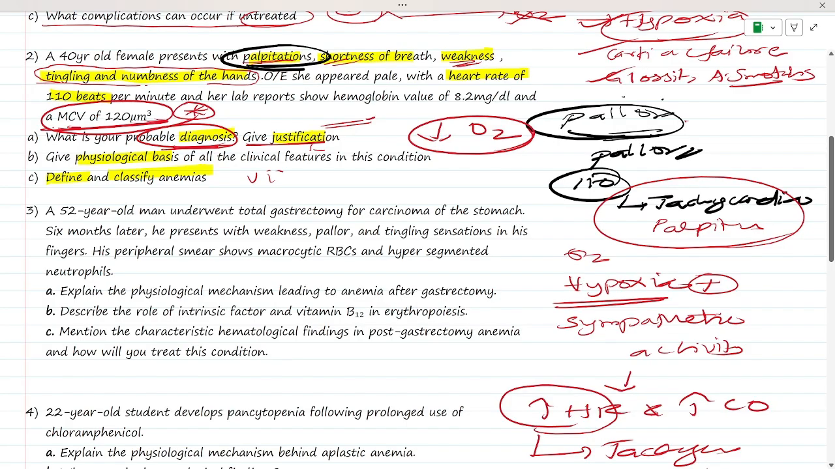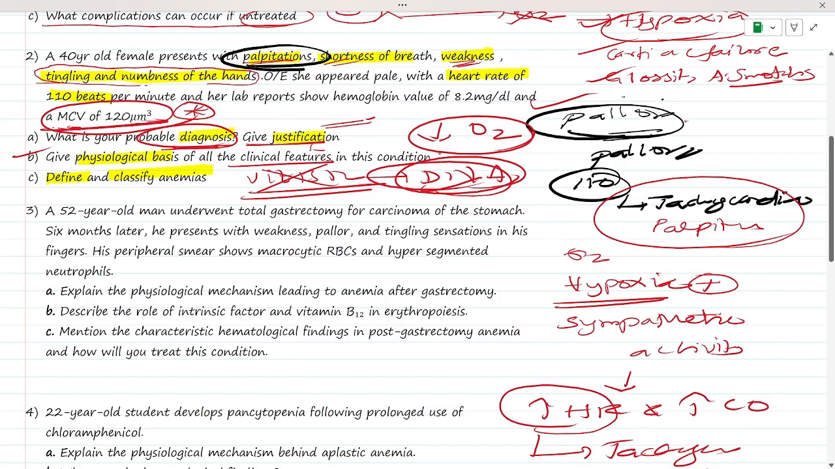In vitamin B12 deficiency, we all know that vitamin B12 is required for DNA synthesis, right? And if vitamin B12 is absent, DNA synthesis does not take place properly. Due to this, erythrocytes do not divide and remain immature and large. So this is also one of the clinical features. So we have discussed pallor, tachycardia, palpitations, and MCV, and even weakness.